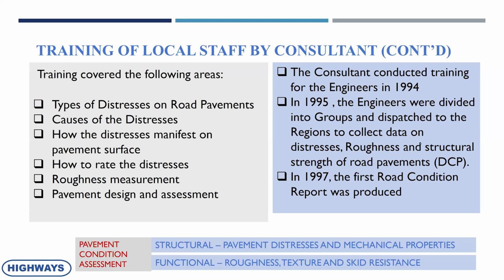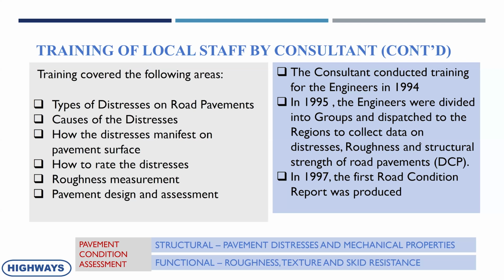In the ensuing year, 1995, we were divided into groups and dispatched to the regions to collect data on roughness, surface distresses, and structural strength of road pavement. In 1997, that's about 2 years after, the data that we collected was used to produce the first road condition report. But I must indicate that in assessing the condition of a pavement, there are 2 ways or 2 areas that you look at.